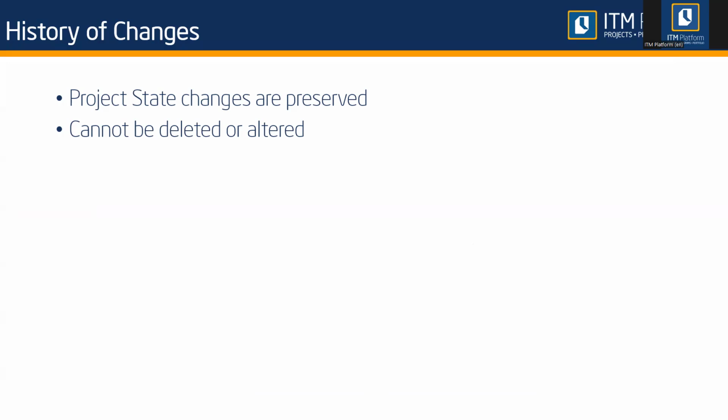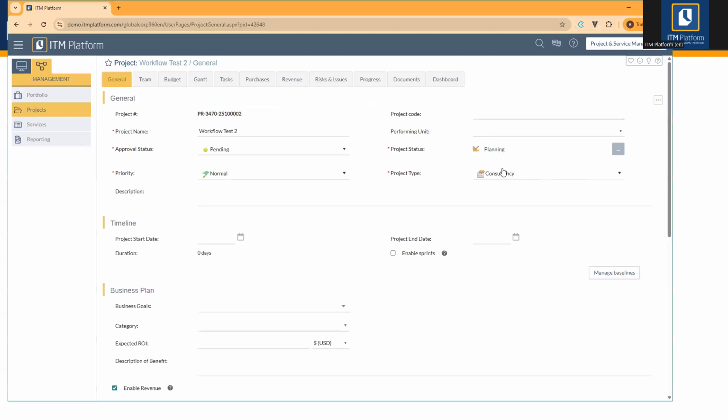So this might be useful for PMOs and the organization to make sure that projects are being conducted following the approved rules, policies and requirements. Let me show you that history of changes. So let's go back to the project. How can I see that history?